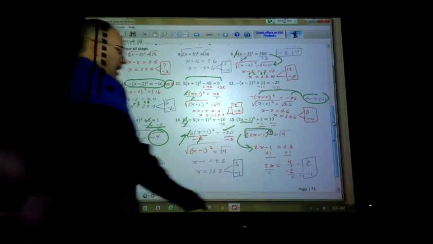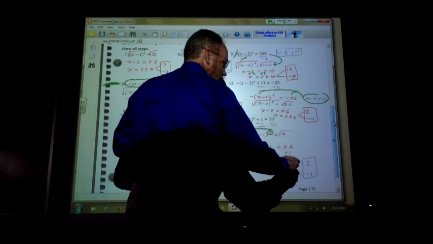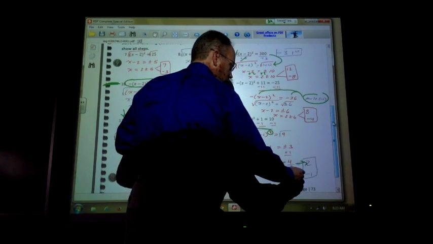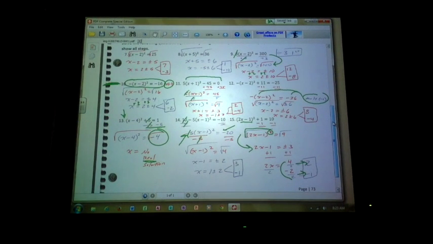Divide both by that. Notice these are my two answers. Reduced, that goes to that. Reduced, that goes to that, and that one happens to stay negative. Okay, so that right there, that's everything for this particular problem. Okay, you feel okay with it? Anybody stuck? Make sense? Any other questions?